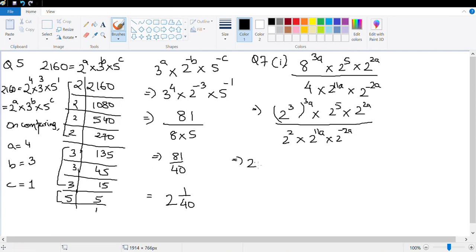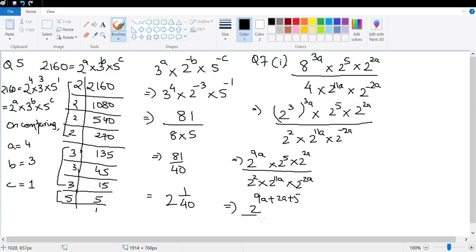So this is 2 to the power 9a, 2 to the power 5, 2 to the power 2a, 2 to the power 2, 2 to the power 11a, 2 to the power negative 2a. Let's add: 2 to the power 9a plus 2a plus 5, and in the denominator is 2 to the power 11a minus 2a plus 2.